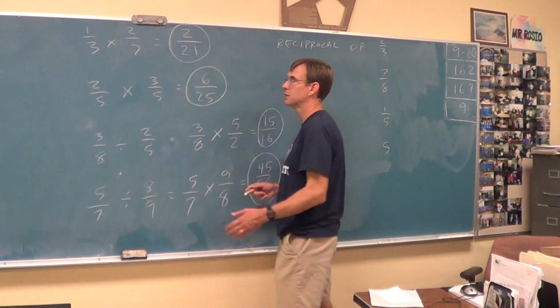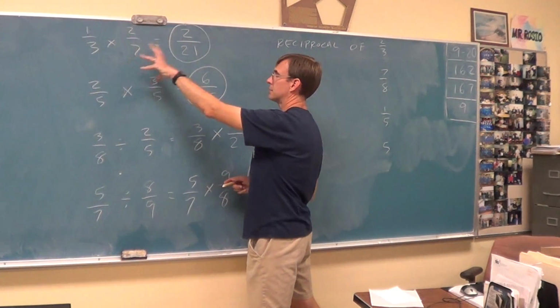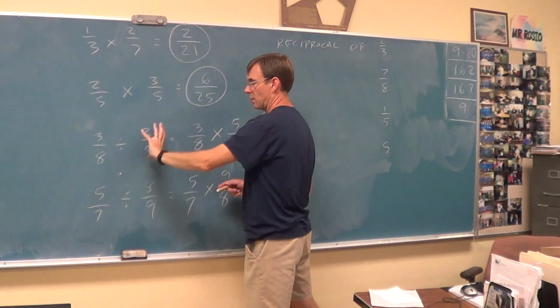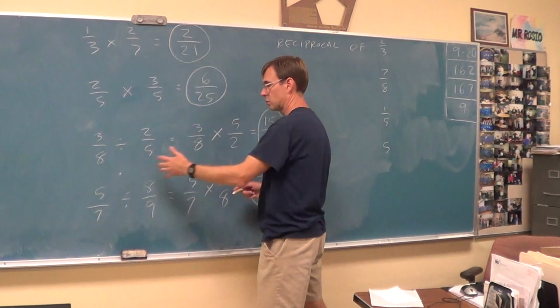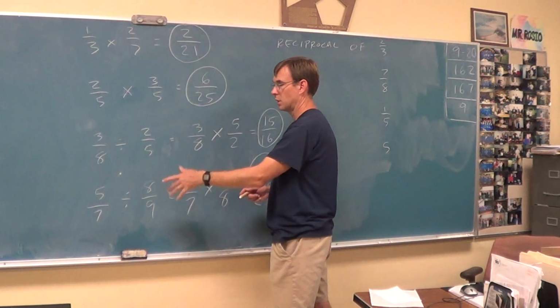So again, in summary so far, basic multiplying, just go straight across. Dividing, you have to flip the second one, then go straight across. You never change the first one, flip the second one.